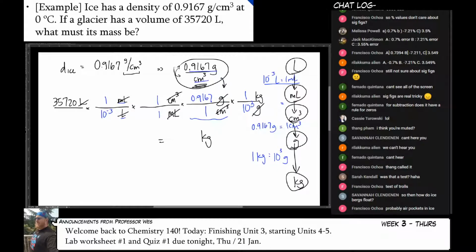Ten to the minus 3 times 10 to the positive 3 cancel out. And so the result that I get in kilograms is 32,744.524. This number as written has 4 sig figs, and so does this number. So my answer should have 4 sig figs.